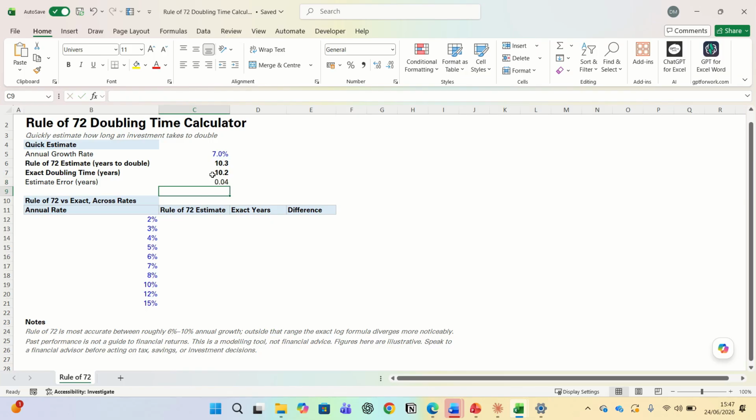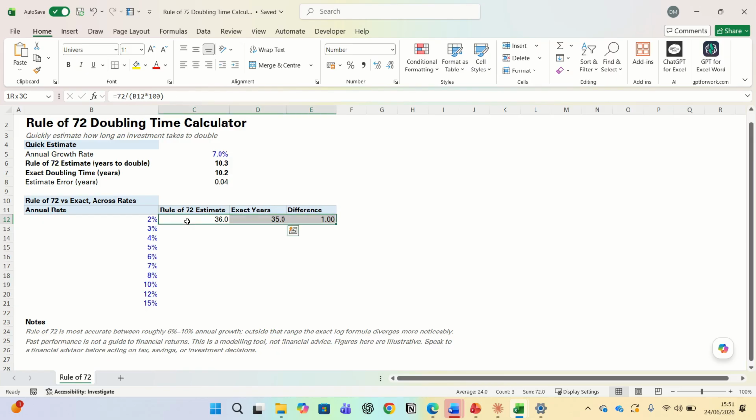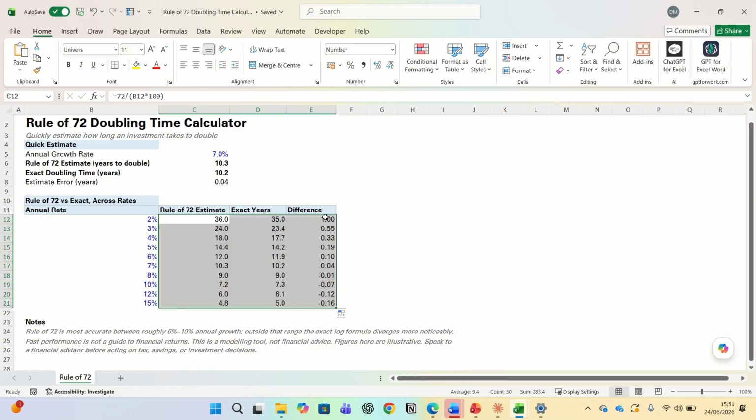Now we can extend the formula to a range of annual rates, which we'll do here. So once again, we type equals 72 and divide it by the annual rate times 100. We can then use the actual compounding formula again. So once again, in this case, it's 1 plus the annual rate at the end. And then we can calculate the difference. We can then double click the bottom right hand corner to bring this all the way down.